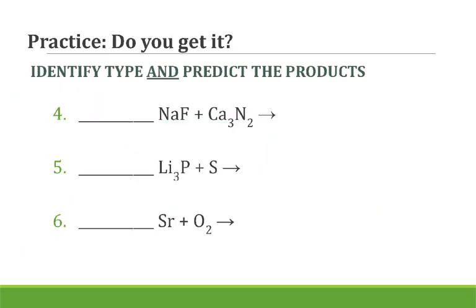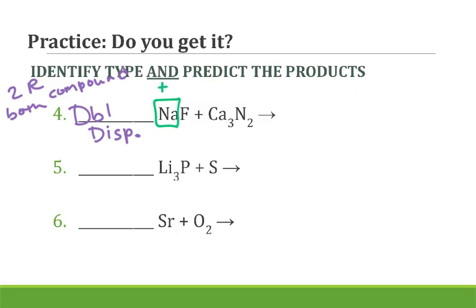All right, last three, identifying the type. So NaF plus Ca3N2, well, I have two reactants and they are both compounds. So if I have two reactants and they're both compounds, the only thing that they can do is switch partners. And so this one is going to be double displacement, or double replacement, and those are going to have to switch how they're paired up. So my sodium has a positive charge, my calcium has a positive charge, so those are going to switch to be paired with the other element that has the opposite charge.